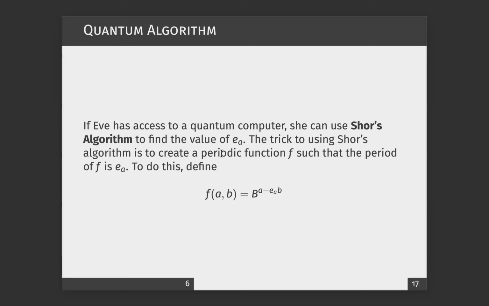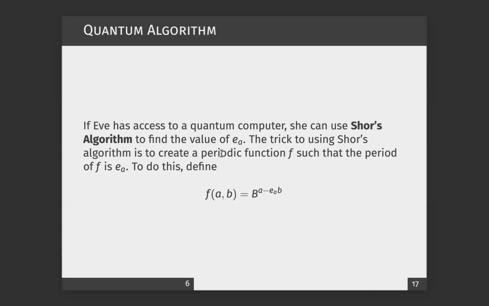Okay, if you remember the last lecture on Shor's algorithm, we were trying to find the period. Shor's algorithm is applicable to anything that is periodic, and it will allow you to find the period. So we have to create a periodic function in order to use Shor's algorithm. To do this, we define a function called f of A, B, a function of A and B.